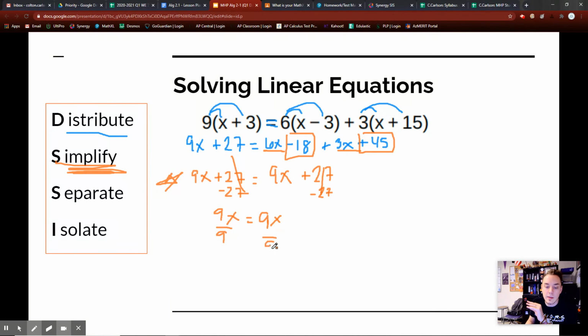Divide by 9. Divide by 9. So you have x equals x. Is that a true equation? Yes or no? That's your important question for the day. Does x equal x? Do you equal you? Does a cow equal a cow? Does my cat equal a cat? Obviously, yes. This is a true equation. When it's a true equation, my answer is then called infinitely many solutions.